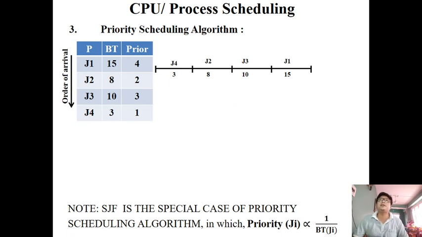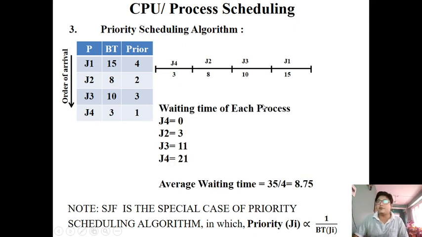J4 started execution at time t equal to 0, and J2 started its execution when J4 completed. J3 started its execution for 10 units when J4 and J2 had both completed, and has waited for 11 units of time, that is 8 plus 3. Now J1 started its execution from time 3 plus 8, that is 11 plus 10, that is 21. So J1 has waited for 21 units of time. So the average waiting time is 8.75.